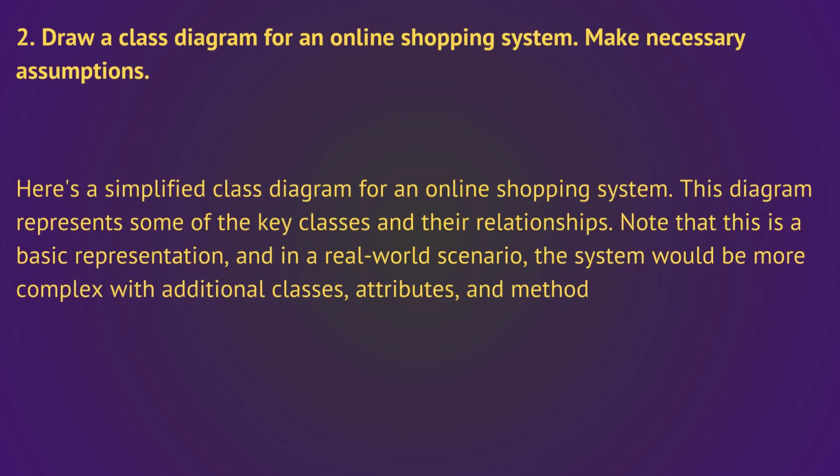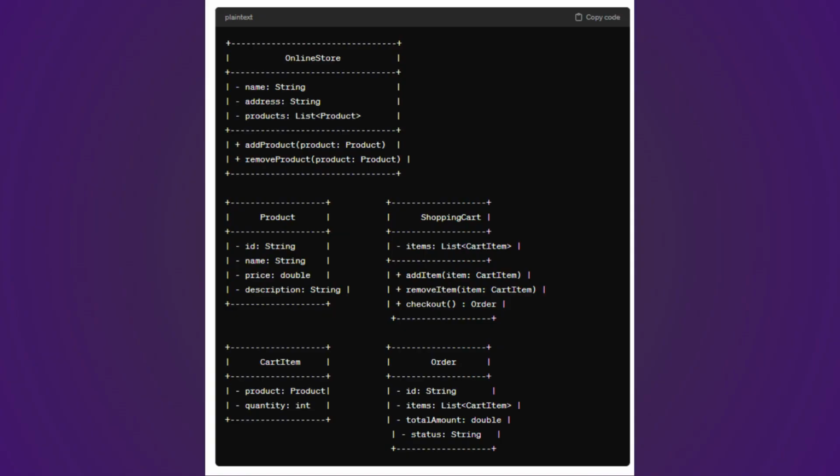The next question is to draw a class diagram for an online shopping system. Make necessary assumptions. Here's a simplified class diagram for an online shopping system. This diagram represents some of the key classes and their relationships. Note that this is a basic representation, and in a real-world scenario, the system would be more complex with additional classes, attributes, and methods. The screenshot is as follows.